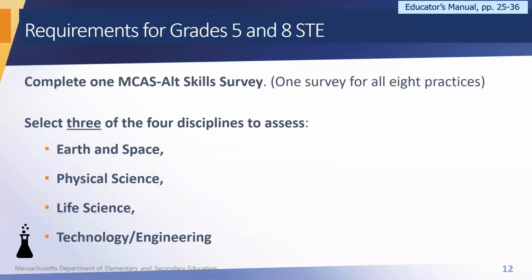So this is specific to grades 5 and 8. So all of those things we said were true. You have to have one skill survey, but as a grades 5 or 8 teacher, you are going to choose 3 of the 4 disciplines that you see here. So you can choose earth and space, physical science, life science, tech engineering. So just 3 of those.